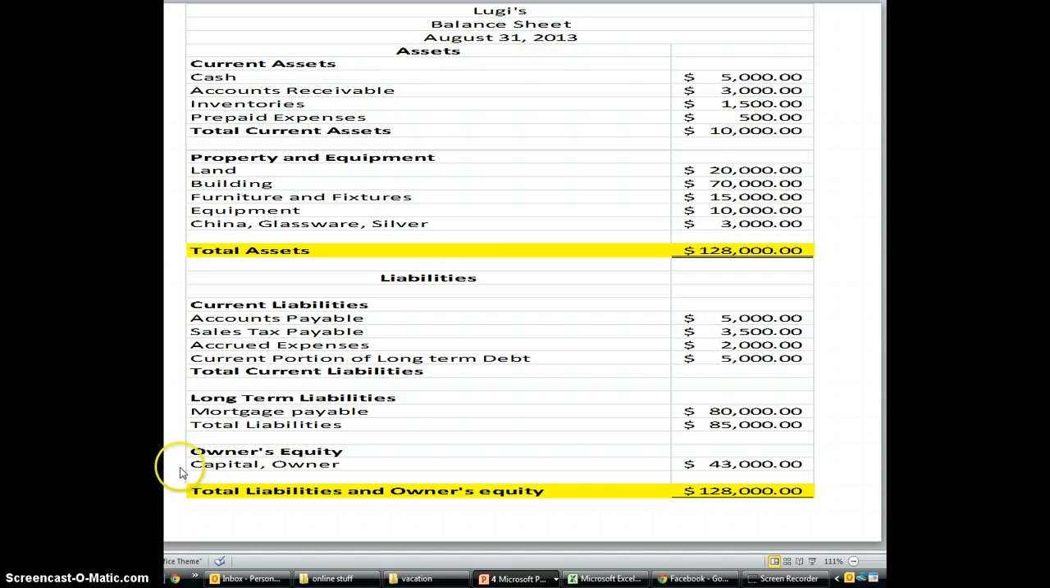And then we have owner's equity. So we call what the owner owns capital. So all of these assets, less these liabilities, are here for our owner's capital. The $43,000 is what's known as net assets, what they actually have after paying all of their debt. And whenever you do this, your total assets and your total liabilities and owner's equity, you may notice I have them in yellow, should always be equal. That's why it's called a balance sheet. It balances. Assets must equal liabilities and owner's equity.